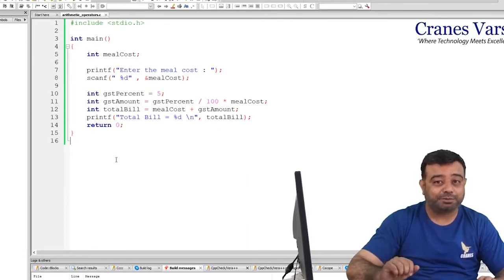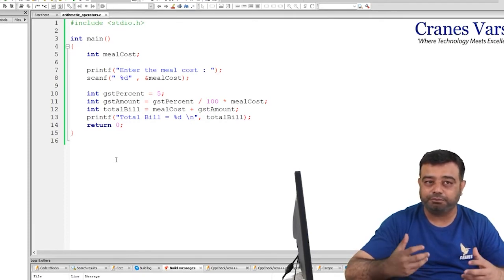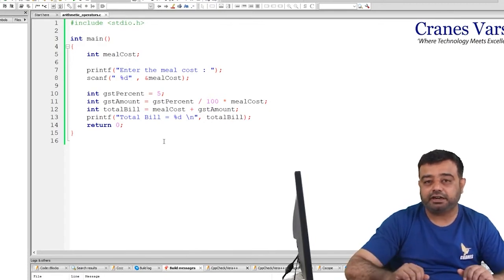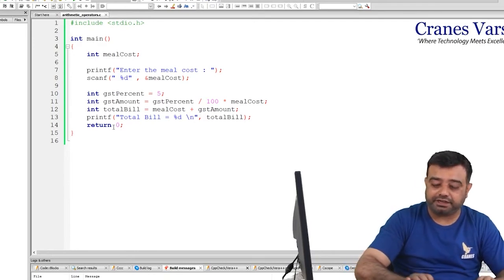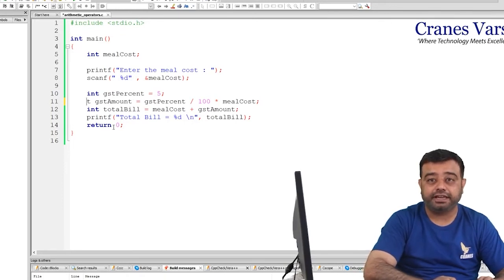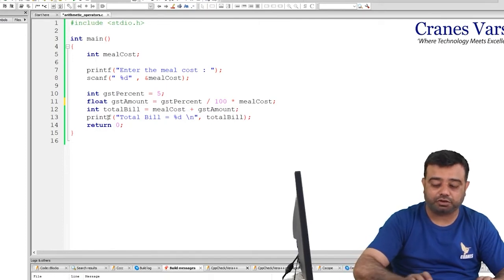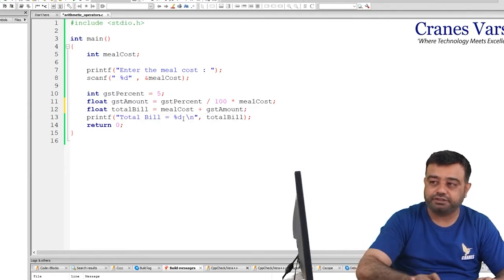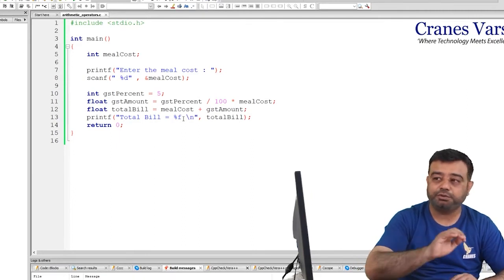Now we don't know where the problem is. The problem could be a mistake at different places. What do you think the problem is? Where exactly is it, and what is it? Now let me think, fine, GST amount is declared as int, it should be float. That's not a problem. And the total bill should also be float. Fine. I'll try to print with percentage f. Do you think this will solve the problem? Now let's run the program and verify this.